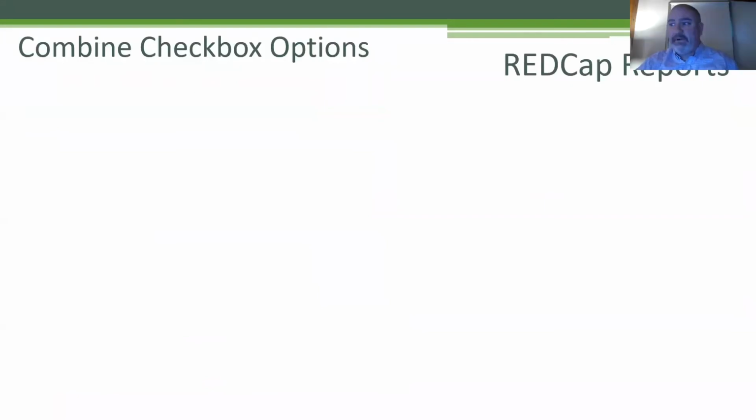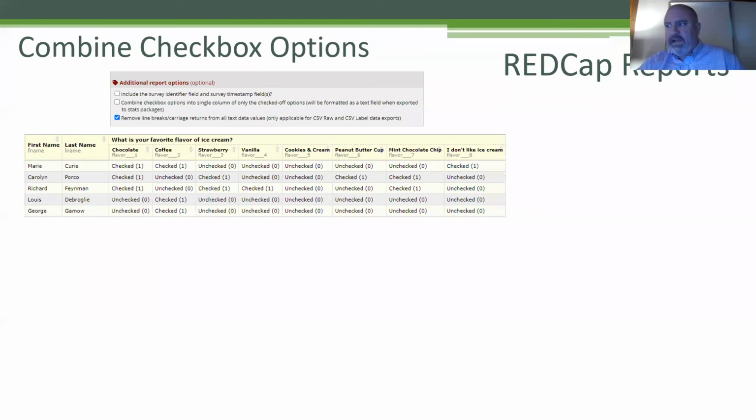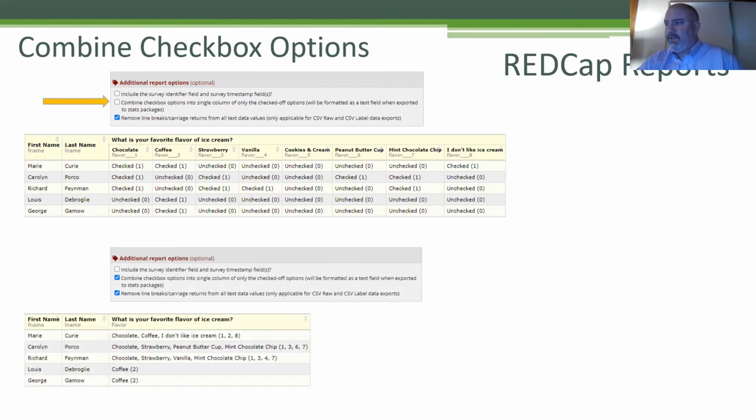So we have previously created a checkbox field for selecting favorite ice cream, and now we want to create a report with first and last name as well as the favorite ice cream flavors for each participant. Here's what the output looks like without selecting the option to combine checkbox fields. And here's what the output looks like when you do select combine checkbox fields.